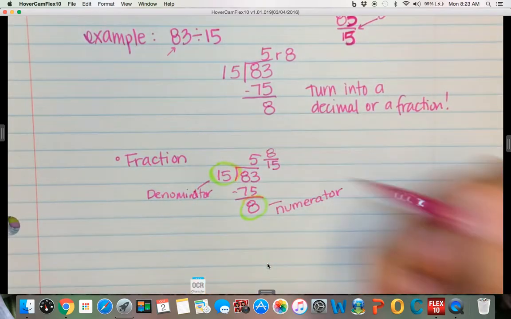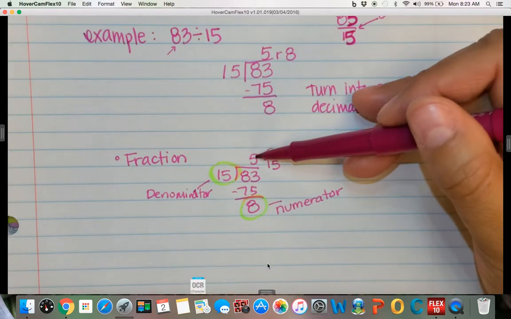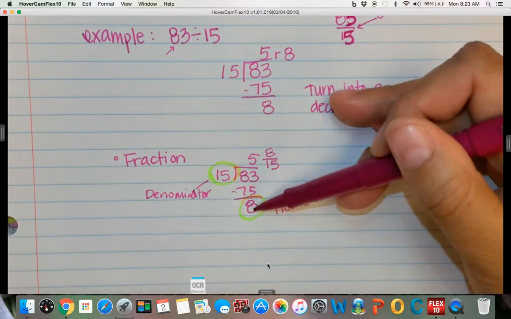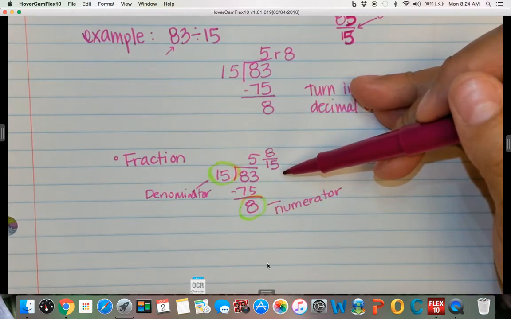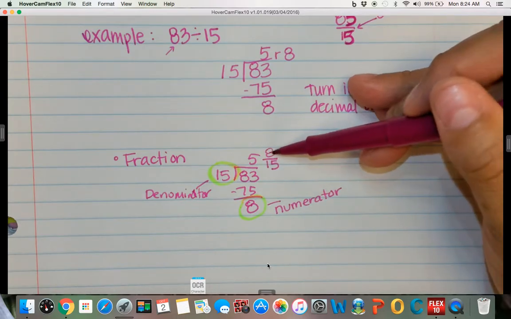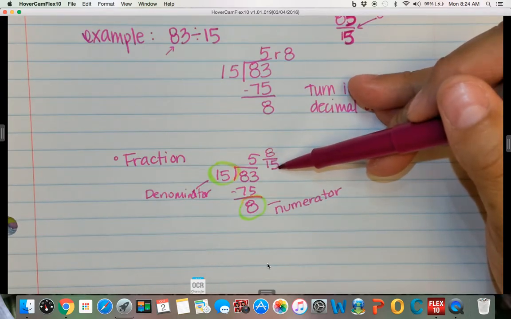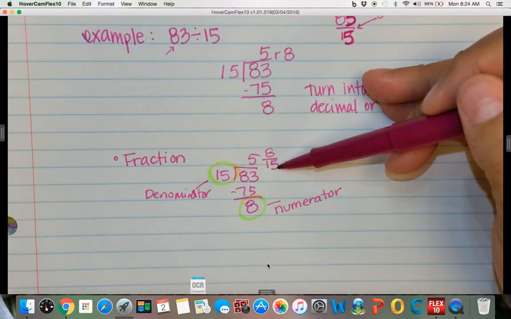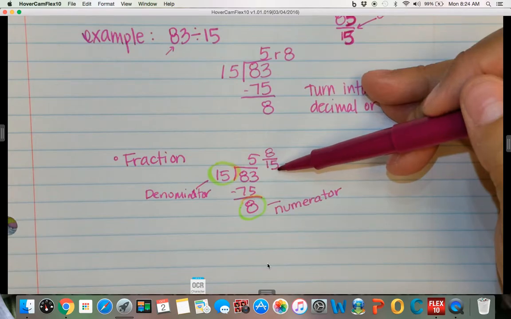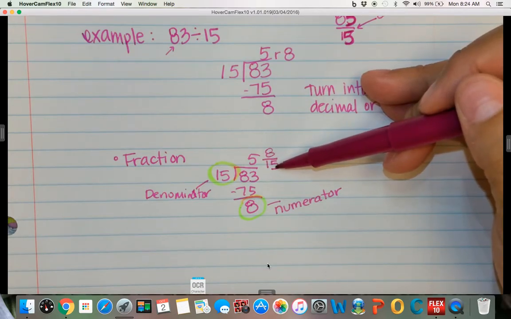It's an A, my denominator. I have 5 and 18 pieces out of the 15 I need to make another group. I don't have enough for another group. I only have 8 out of the 15 pieces. So 83 divided by 15 is 5 and 8/15. 8 out of the 15 pieces I need to make another group.